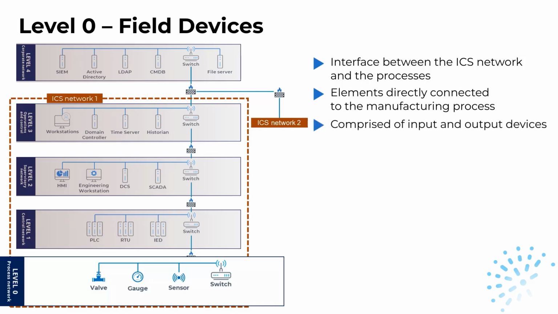There are two types of field devices, input and output. Input devices are used for measuring pressure, temperature, or other similar physical quantities. And output devices like valves, switch breakers, or turbines can directly manipulate a process.